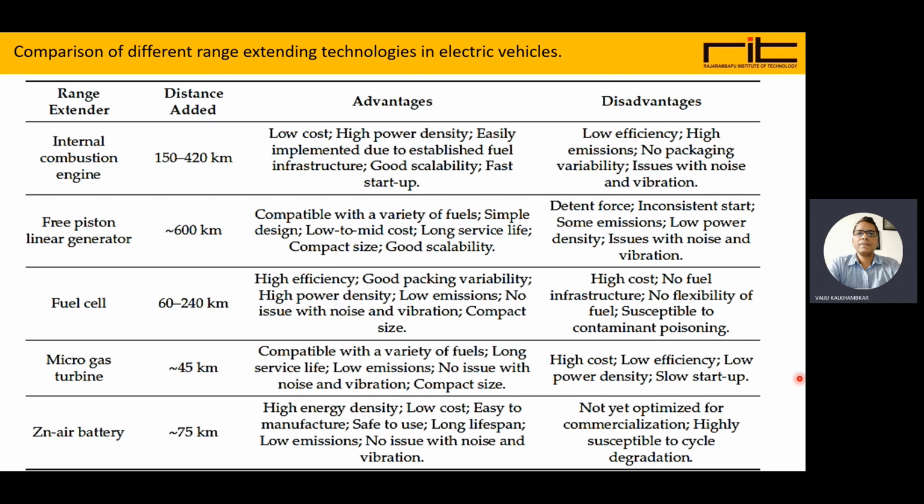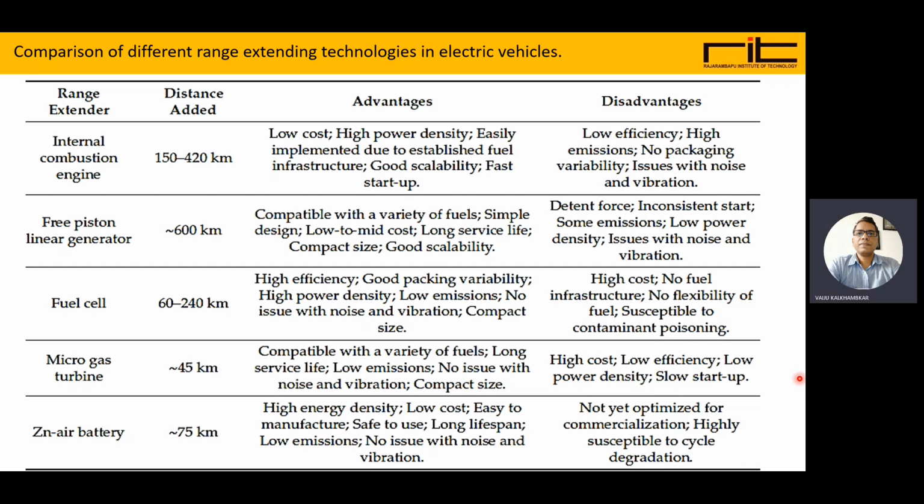The advantages of this IC engine range extender are low cost, high power density, easy implementation due to established fuel infrastructure, good scalability, and fast startup. The disadvantage of the IC engine based range extender is low efficiency. There are high emissions, no packaging variability, and issues with noise and vibration are always observed.